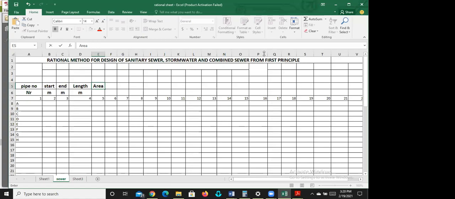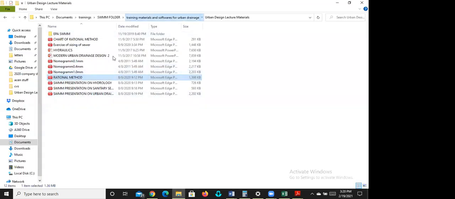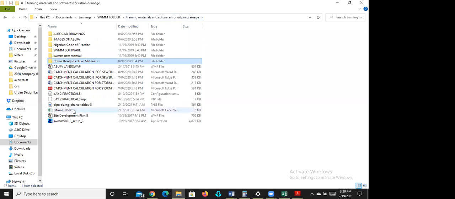Okay, I've started recording. So to start the rational method of design, we have prepared a table like this. And that table is already in our material, which I have shared with us, rational sheets. You open it before the end of the class.